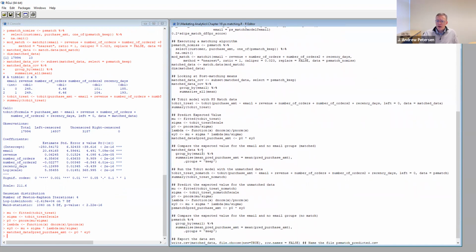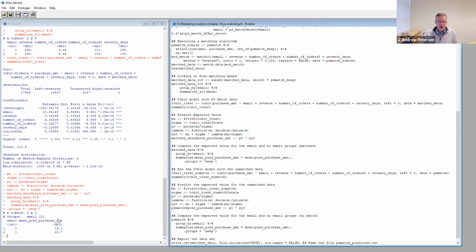Let's go ahead and compare those predicted values. So that's going to create that tibble, which will actually compare the two. And what do we see here? Well, we see now that, based on the model results and the matching, the difference between the two groups is about $3.60. So it suggests to us that after matching, our email was able to incrementally generate about $3.60 of additional revenue relative to no email.